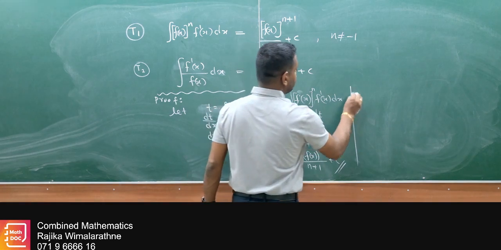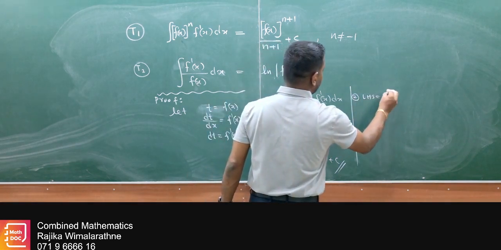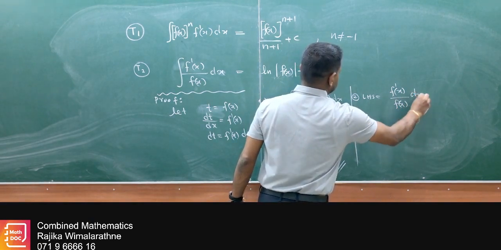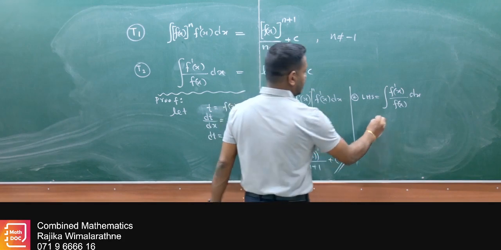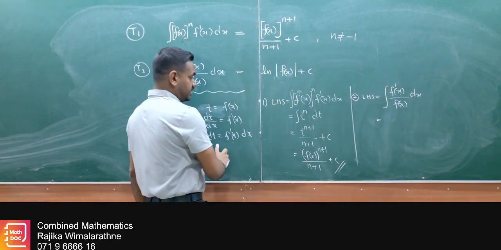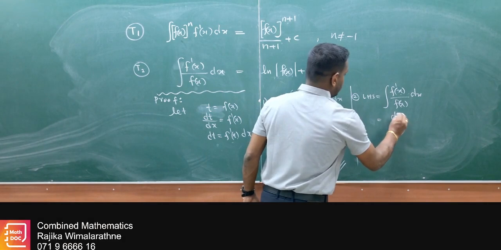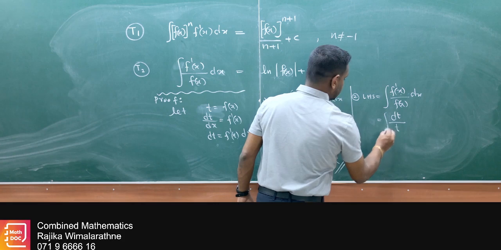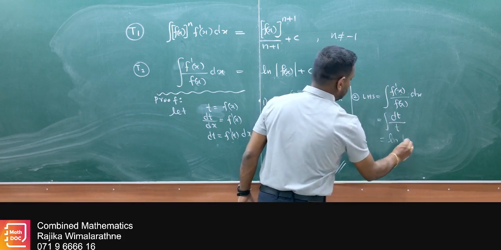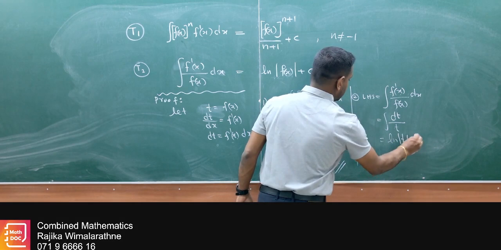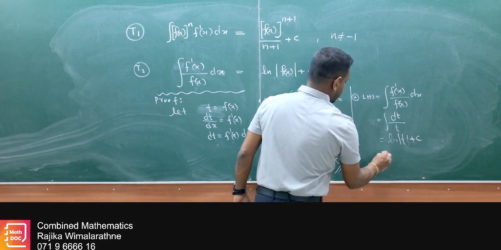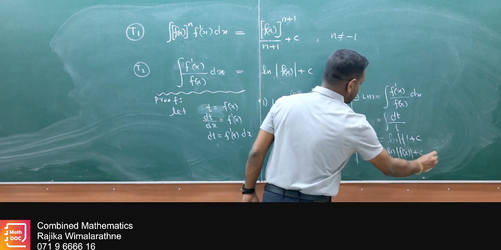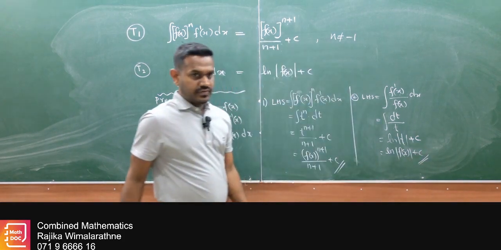Then the second one, proof. You take the left hand side, f dash x divided by f(x) dx. Then f dash x dx is dt, and 1 over f(x) is 1 over t. Then integral of 1 over t is ln t plus c. Then that is ln |f(x)| plus c. Okay, that's how we do.